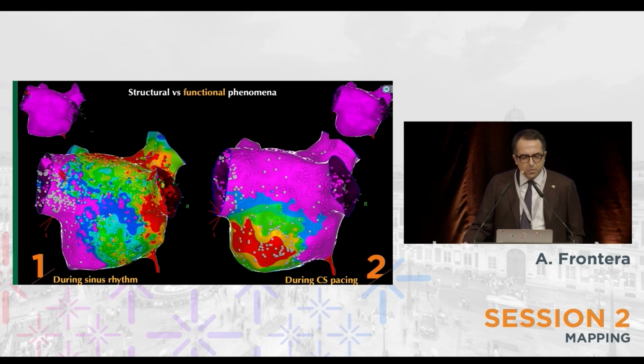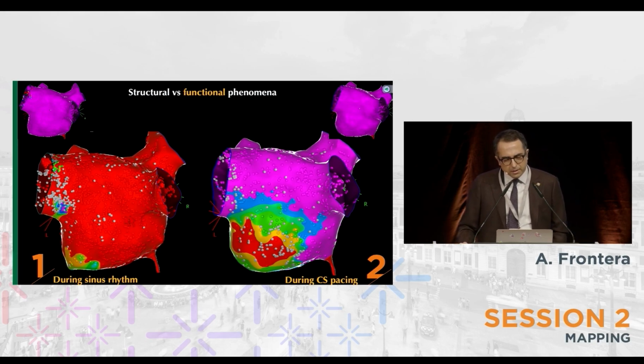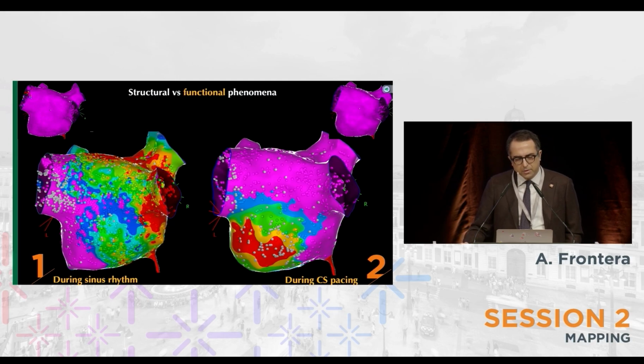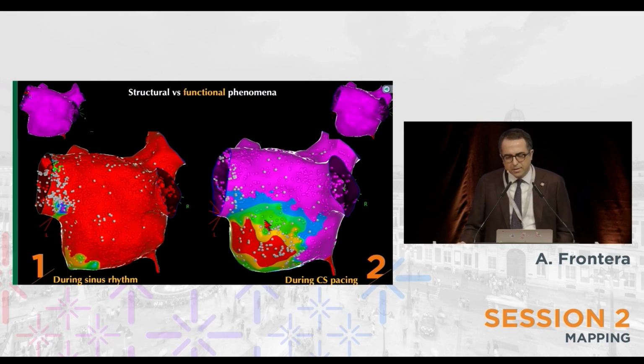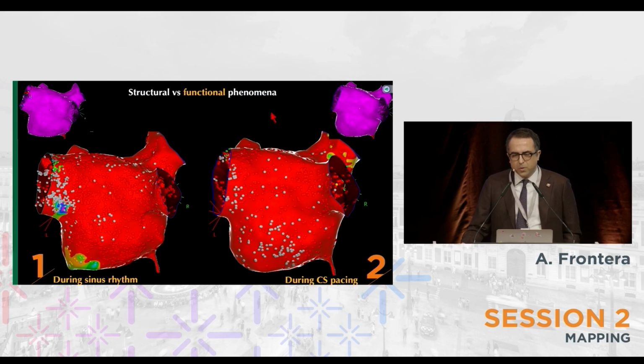This is indeed the functional phenomena. So we are on the posterior wall, common left trunk, right inferior pulmonary vein, and here at this side, you can tell there is an area of slow conduction here and an area of delayed activity. And during pacing, there is nothing here, you see? And also bipolar voltage doesn't show any disease.